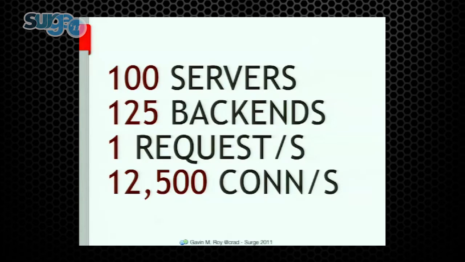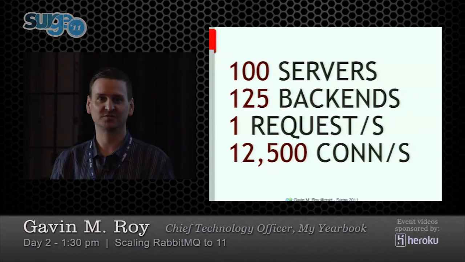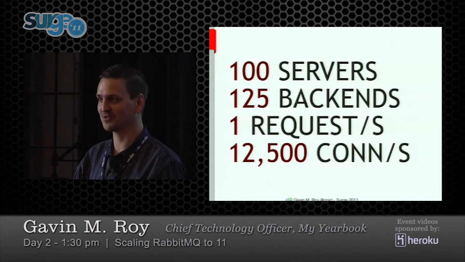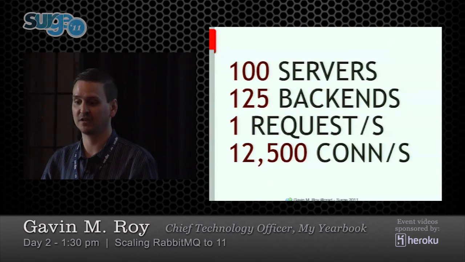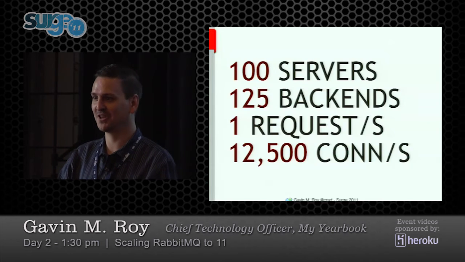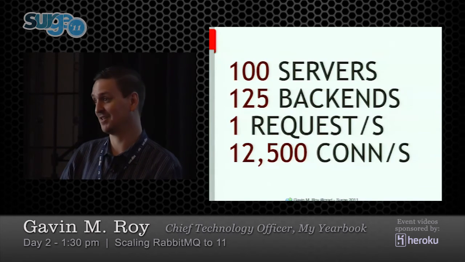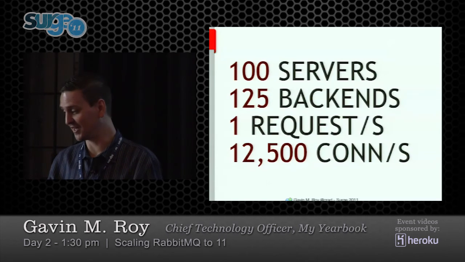If I've got 100 servers, 125 backends, and I'm doing one request a second, and I'm not maintaining connection persistence, I'm making 12,500 requests per second or connections per second to my Rabbit server. That's a big number, and connection persistence within AMQP and PHP is very, very difficult to do correctly. I haven't seen it done correctly, and it's not really a viable option today.